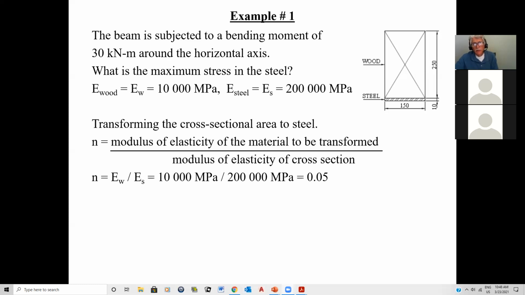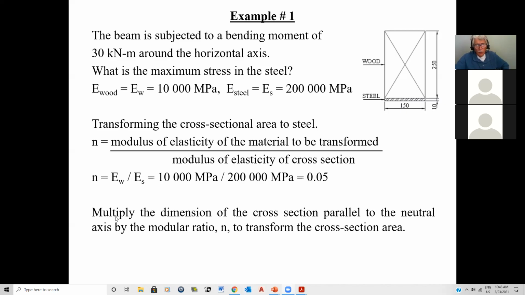Now, as I said before, you transform the dimension that is parallel to the direction you want to transform the section about. In this case, we want to transform it parallel to the horizontal axis, and therefore I will take this dimension here and transform it into steel. So multiply the dimension of the cross-section parallel to the neutral axis by the modular ratio n to transform the cross-section. So you only change one dimension, not two. And that dimension is the one that is parallel to the neutral axis about which you want to do your calculations.